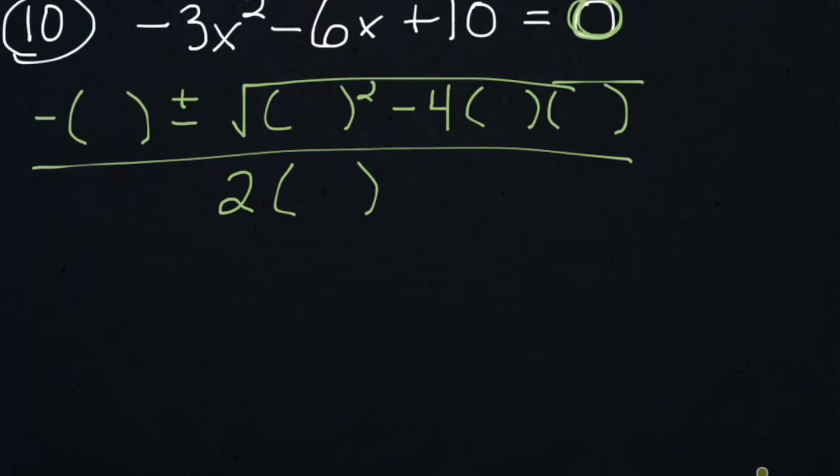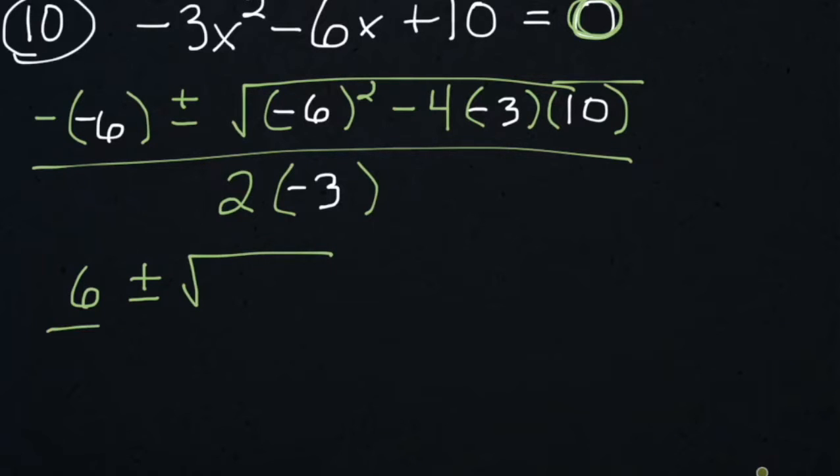Now let's plug in our numbers. B is negative 6. A is negative 3. C is 10. Now let's simplify. Negative and a negative make a positive. So I have positive 6 plus or minus the square root of something. We'll do that in a second. 2 times negative 3 is negative 6. Now what's going to be under the radical? When I plug in 6 squared minus 4 times negative 3 times 10, I get 156.